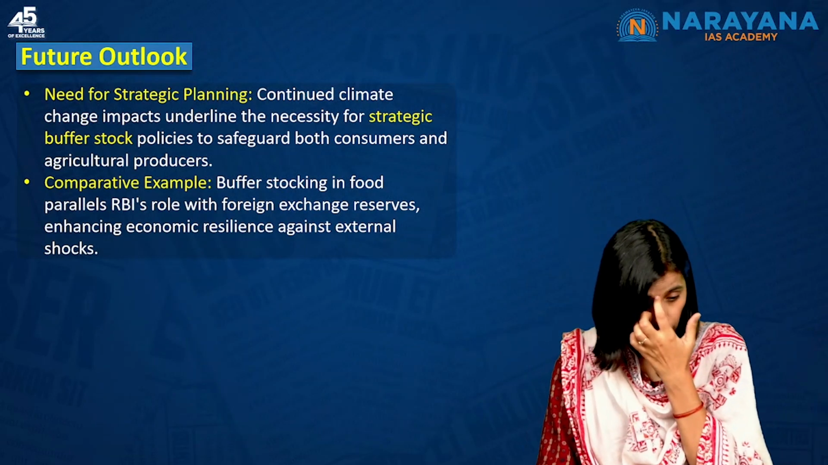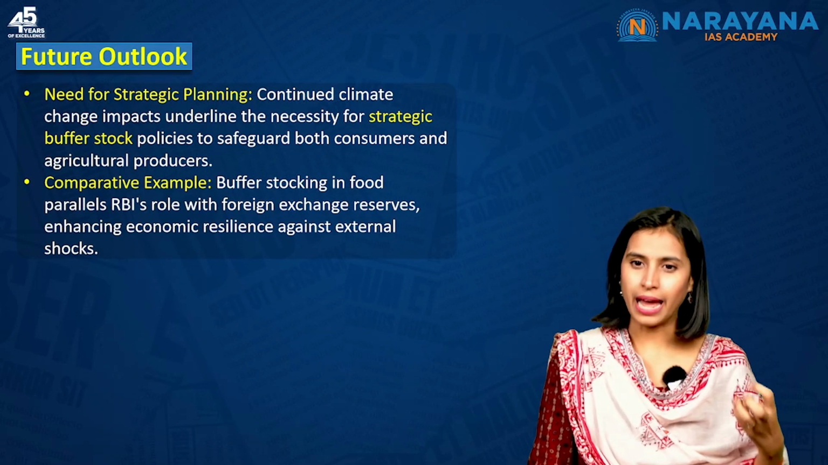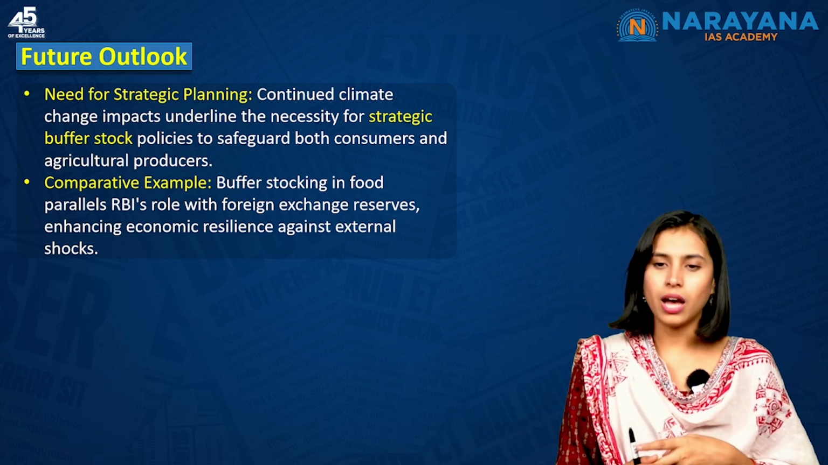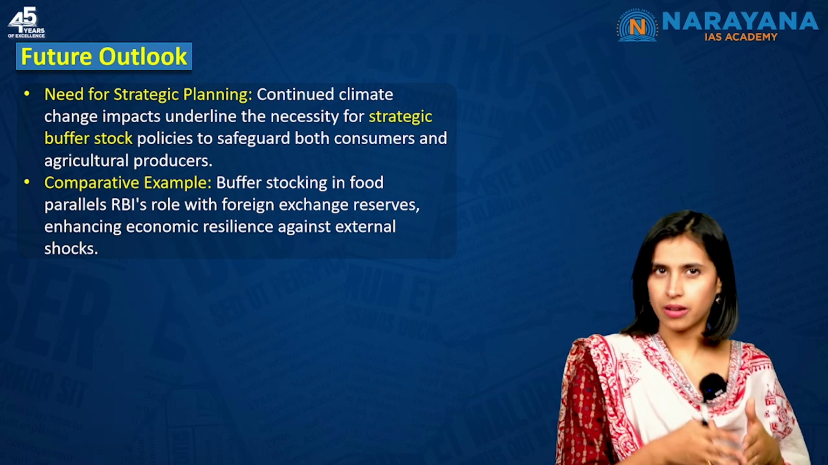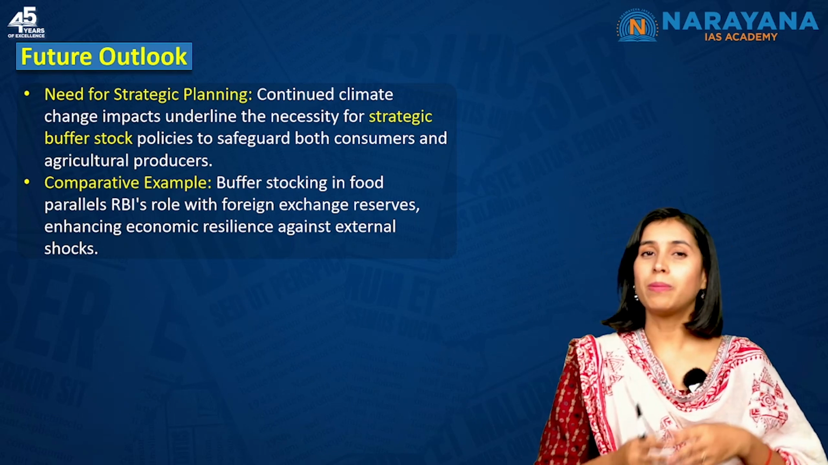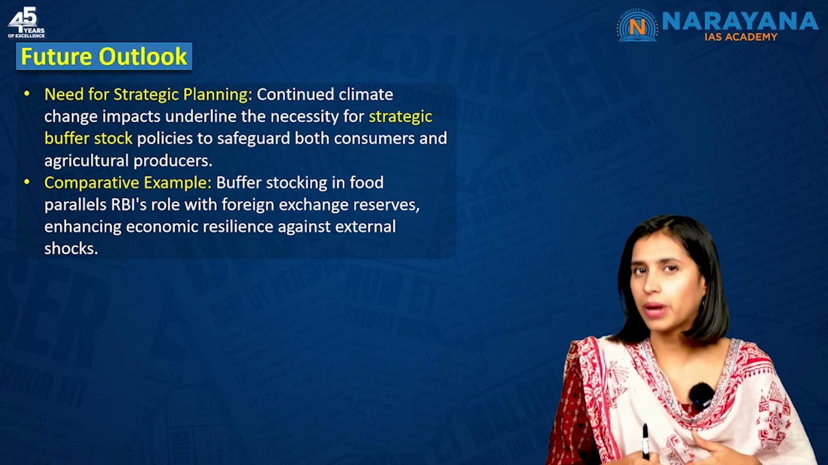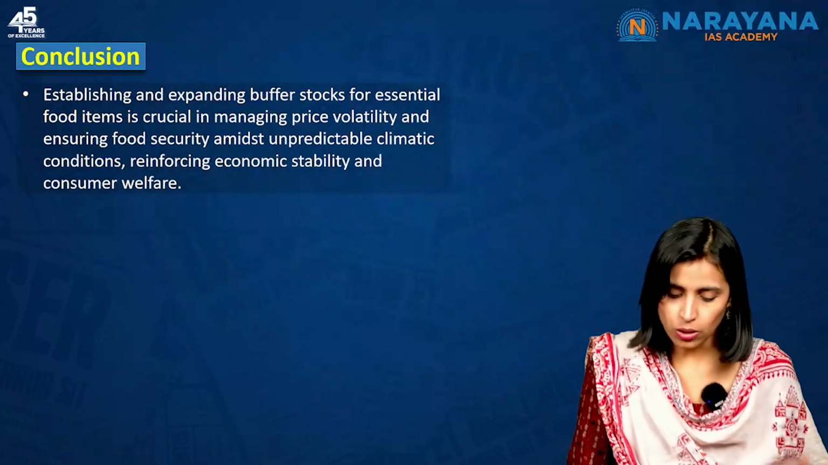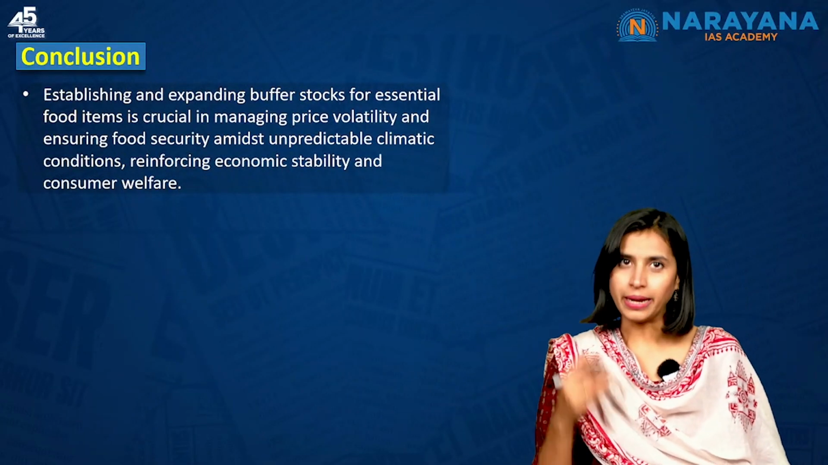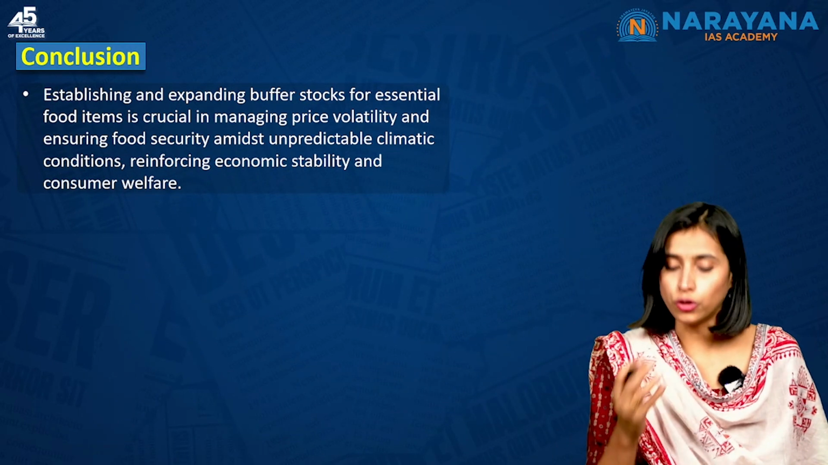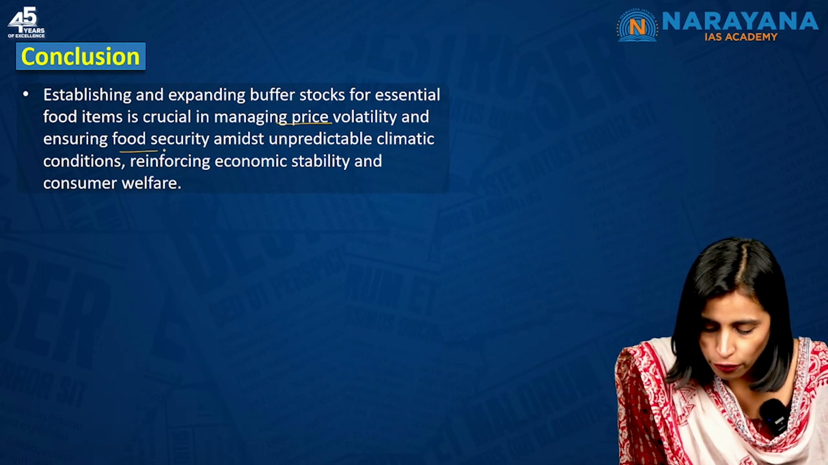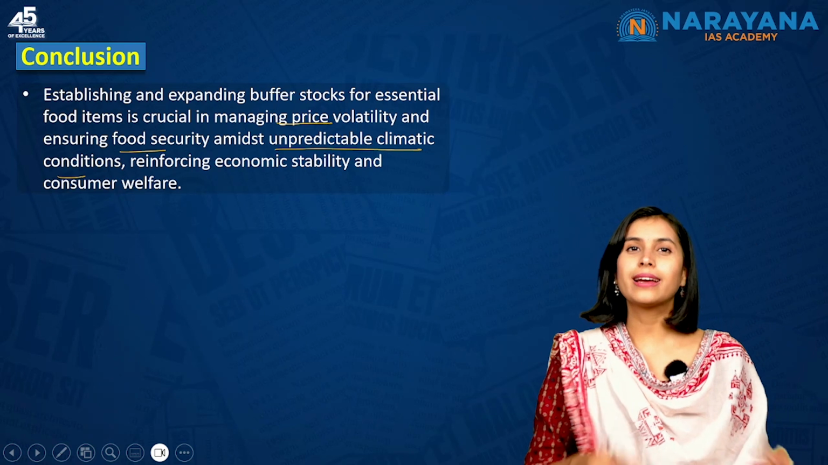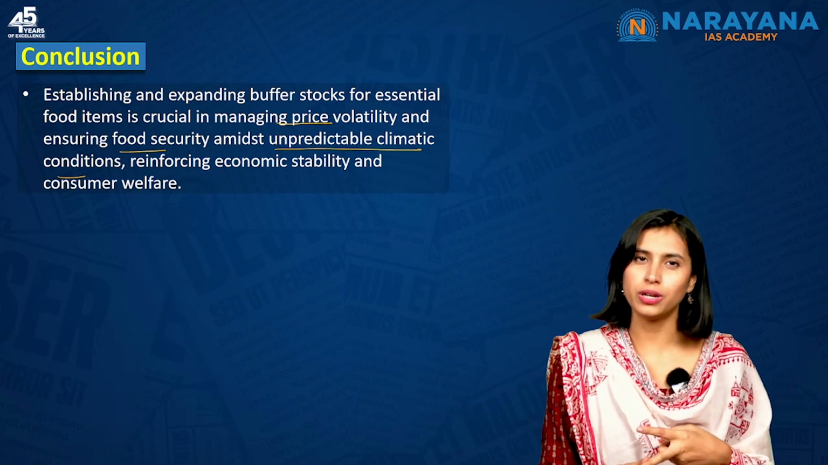Now, what is the future outlook? We need to come up with strategic planning to deal with different kinds of crops, be that millets or vegetables. The article talks about how the government of India, like the RBI, can play the same role of stabilization of prices which the RBI does in the case of monetary policy. Lastly, there is a need to expand the buffer stock of essential food in order to manage price volatility, ensure food security amid unpredictable climate conditions, and thus reinforce economic stability and consumer welfare.